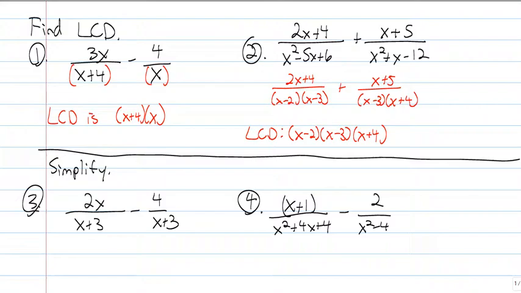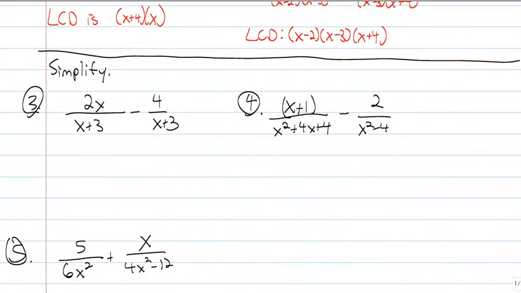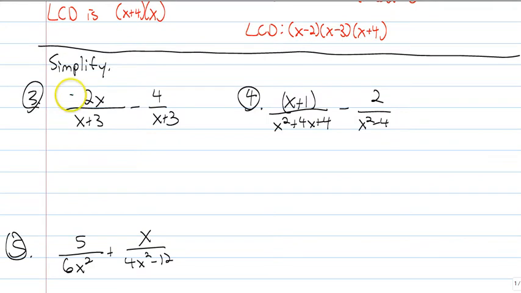Alright, now, let's simplify these. Same thing. First off, look at the denominators. Number 3 is kind of nice because this is x plus 3 and this is x plus 3. They have the same denominator. We do not need to find the LCD because it is x plus 3. So, we can just subtract them. The final answer is 2x minus 4 over x plus 3.